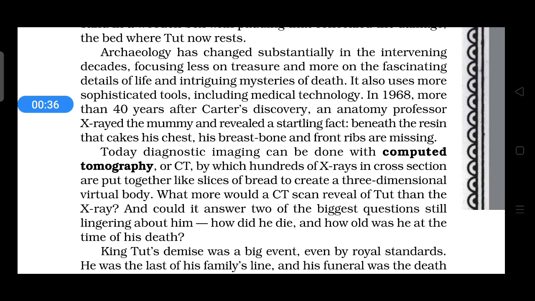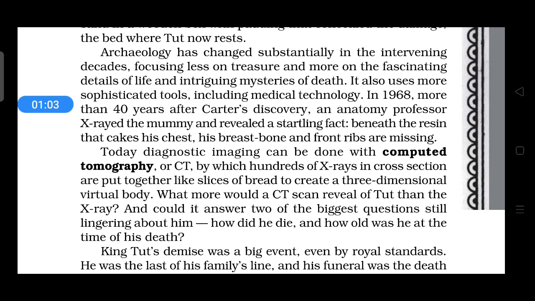Archaeology has changed substantially in the intervening decades, focusing less on treasure and more on the fascinating details of life and intriguing mysteries of death. So the concept of archaeology has also changed, and now they are focusing more on the mysteries of death, not on the treasures, not on the associated things. It also uses more sophisticated tools, including medical technology.